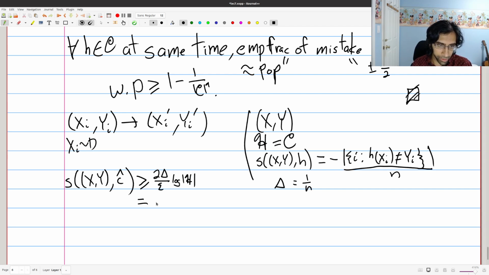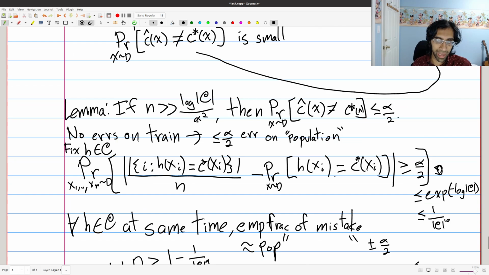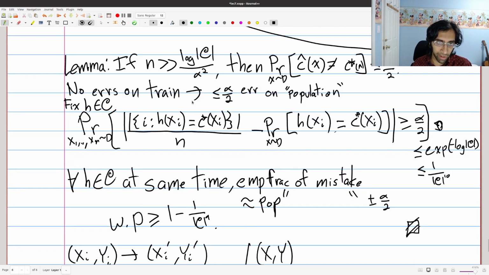And what is this equal to? This is equal to 2 over epsilon n log of size of C. Now, what are we going to do? What are we going to take n to be? Remember, before we had n is greater than or equal to 1 over alpha, log C over alpha squared.